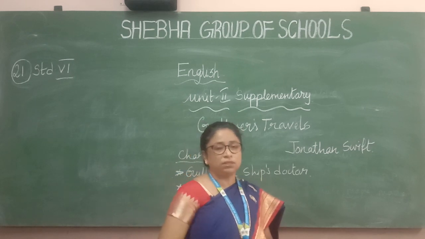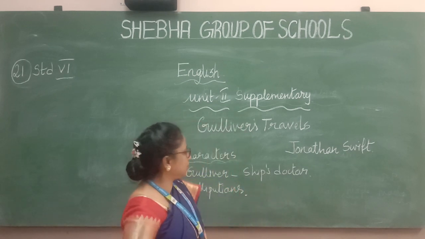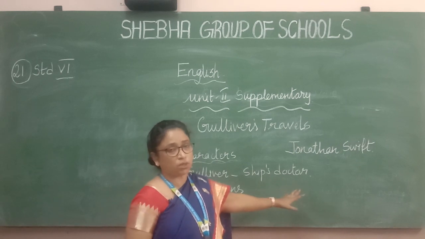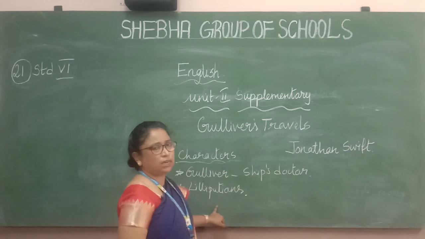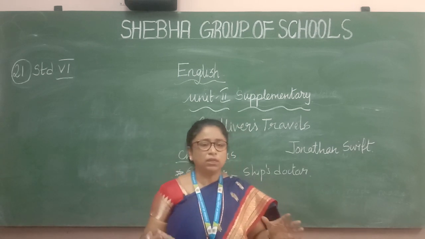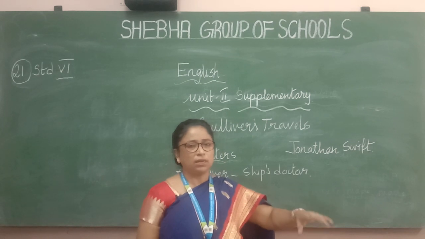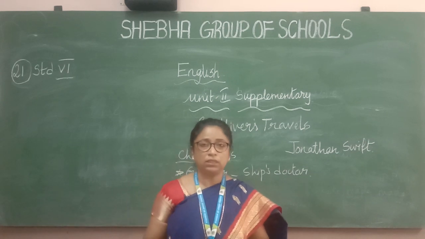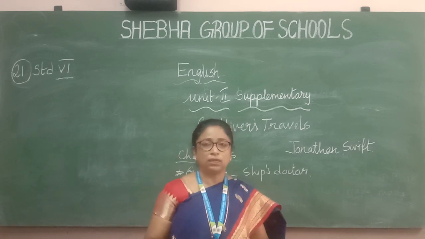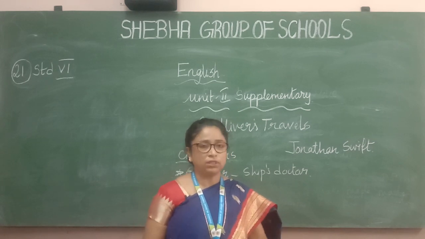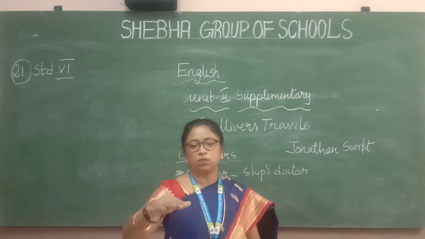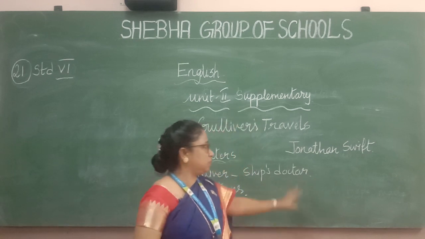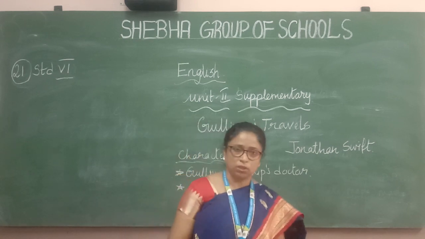Right? So the characters in this supplementary lesson are Gulliver, who is the ship's doctor. I'll tell you the story, you'll understand. And then the Lilliputians. Lilliput is a country where only Lilliputians live, which means very small people, like thumb size. And Gulliver is a normal person. When there was a shipwreck, he entered an island owned by the Lilliputians, where small people live, like dwarfs, like elves. The story was written by Jonathan Swift. He is the author of this story.